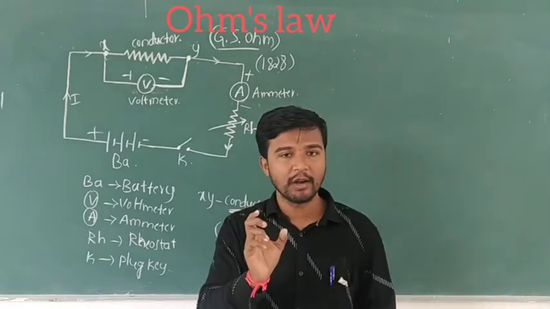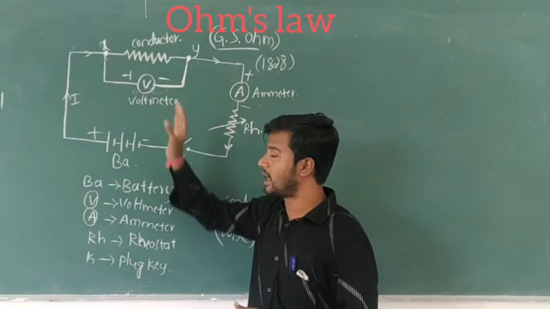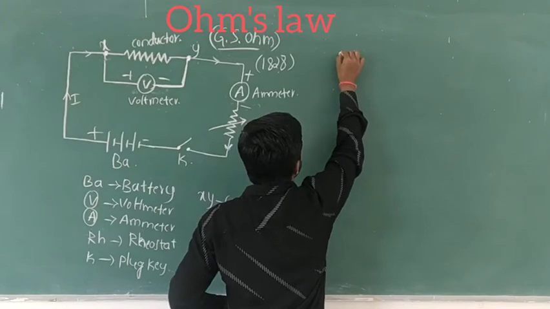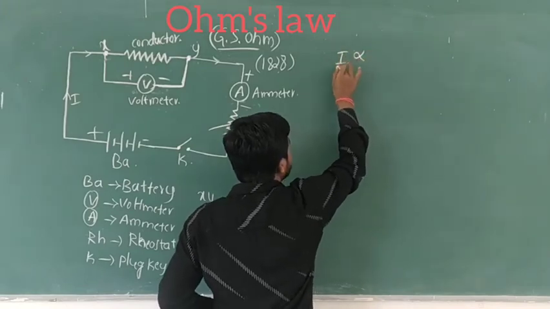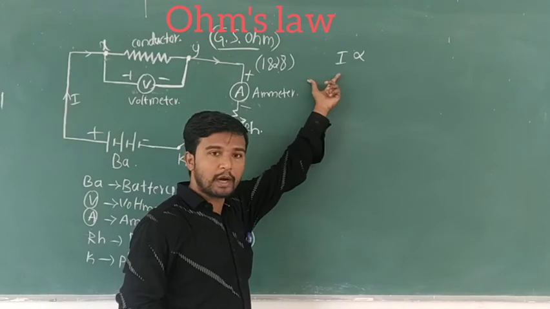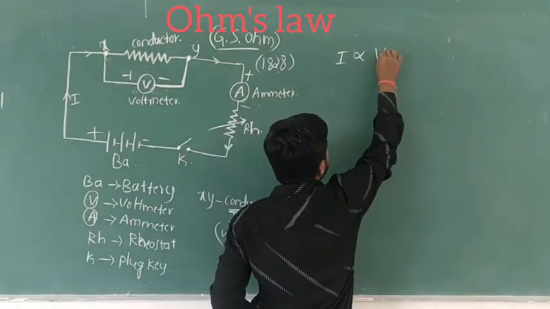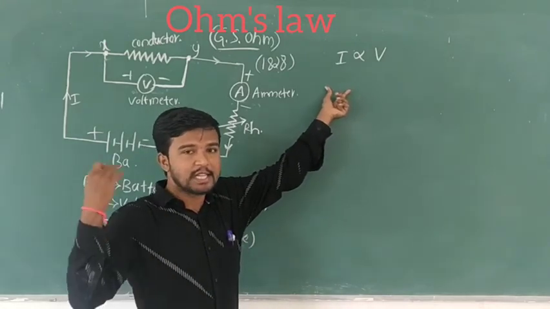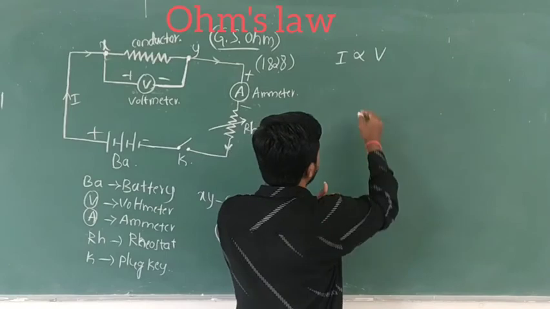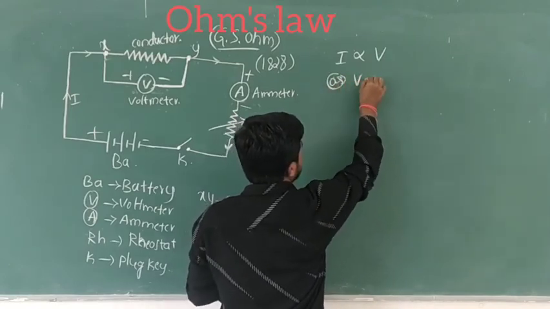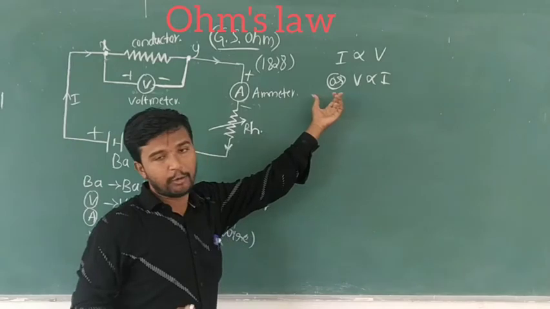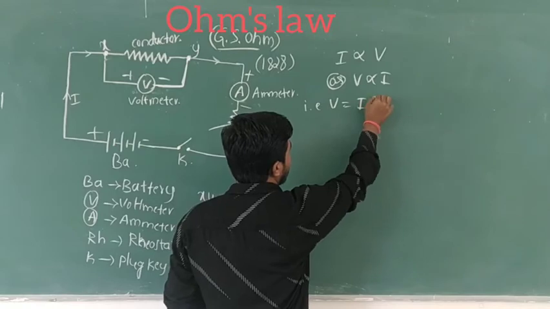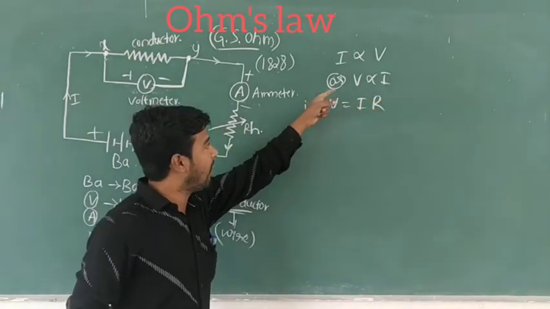Clear? Understood? Okay. In this conductor we have to go through some formula. I is current. The current flowing through a conductor I is directly proportional to potential difference V. We come to the mathematical formation. That is the theoretical part. So I is directly proportional to V, or V is directly proportional to I. So we write V proportional to I. That is V equal to I R.